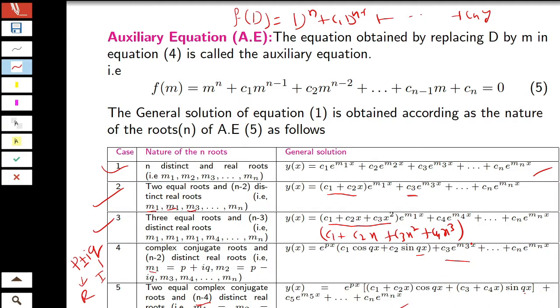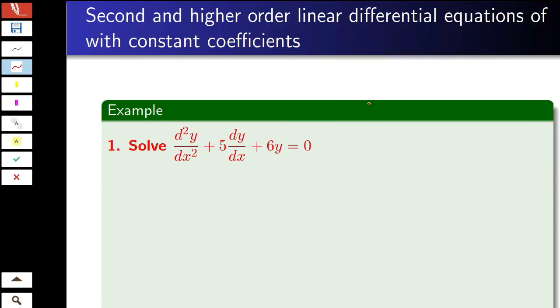Come to example 1 here. Second and higher order linear differential equations with constant coefficients. Example 1 is given like this. It has right hand side 0, which means the solution is nothing but the complementary function. First write it in operator form. The given differential equation in operator form, we can write with the second order differentiation, the first order differentiation with constant, and the remaining y equal to 0.